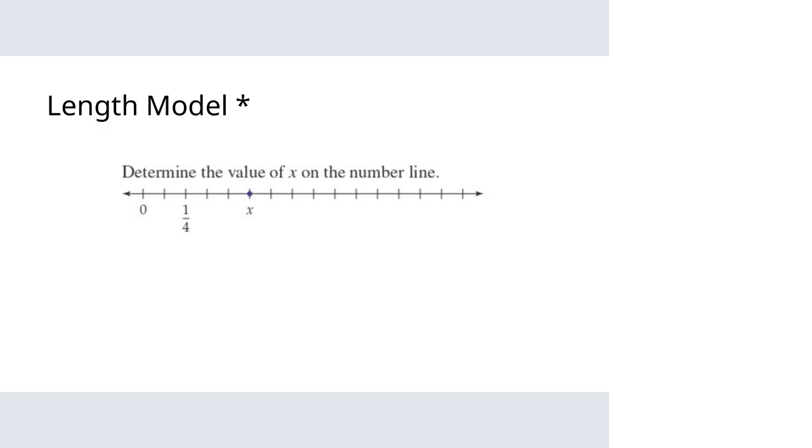Determine the value of x on this number line. I'm going to make a poll for this one, and I want you to figure out where x is. Like using the length model, where is x? What is x showing? So what would the value of x be on this number line?